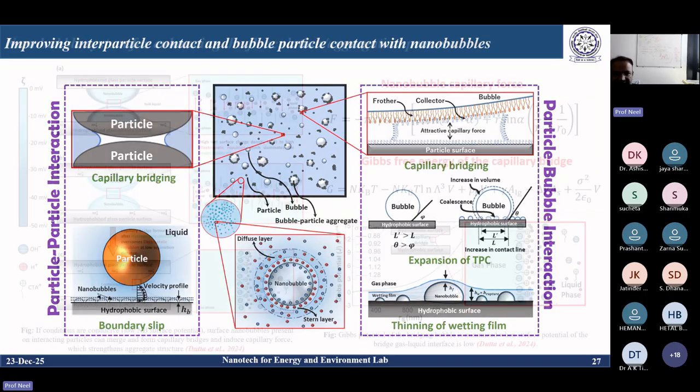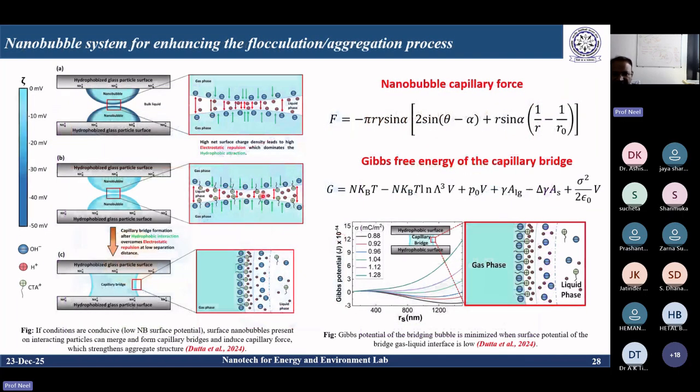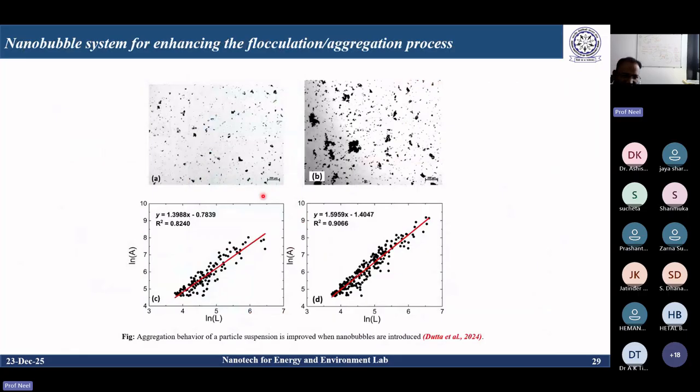And if you look at the real experiment, I will show you here, right? So this is the left-hand side figure. If you clearly see, in the left-hand side figure there is no nanobubble present, and in the right-hand side, if you see, there is bubble present. So you can clearly see that there is particle aggregation, and the particle aggregation is basically happening just because of the presence of nanobubbles in the system, right?